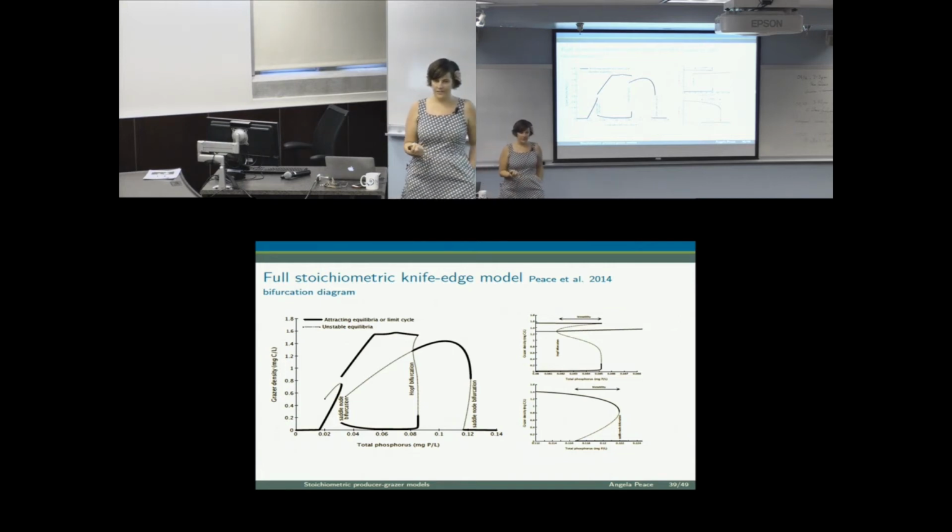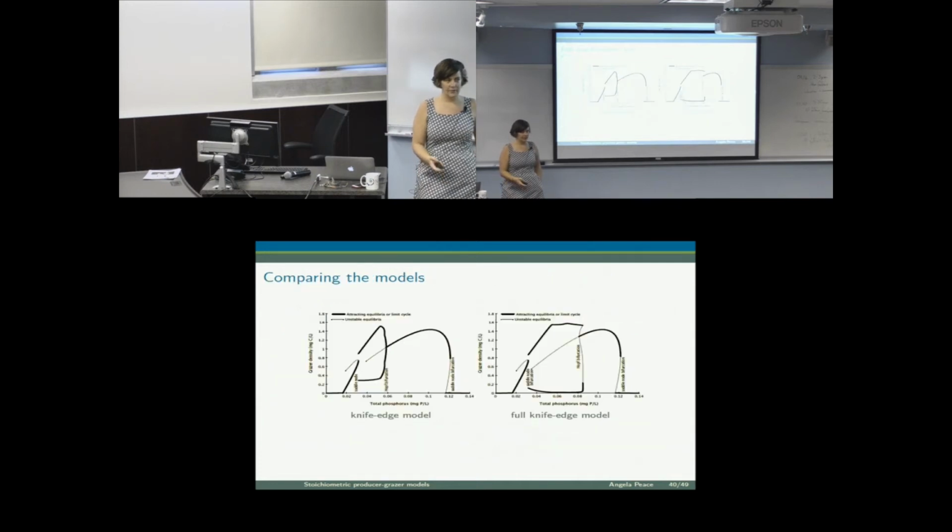We also found 2 regions of bistability here, one around the Hopf bifurcation. It's a very narrow window. You can see it blown up here. And one around the second saddle node bifurcation, another very narrow window, but you can see it blown up right here. Then we can compare the bifurcation diagrams of our 2 models. The 2D model, the knife edge model, is on the left. The 3D one, which we call the full knife edge model, is here on the right.